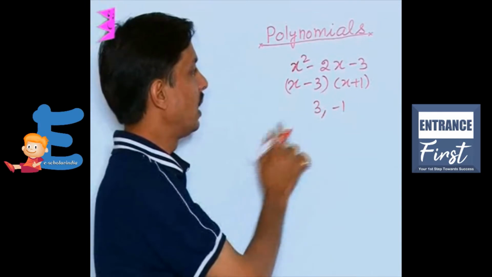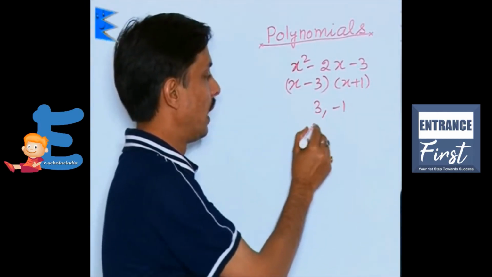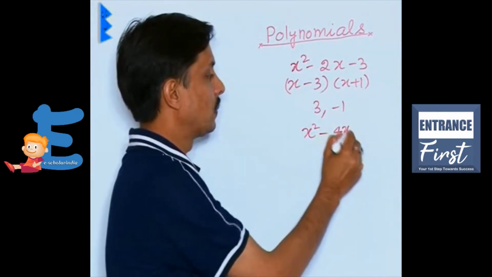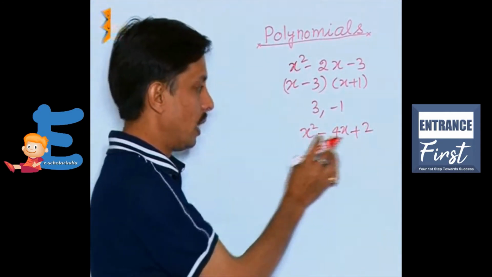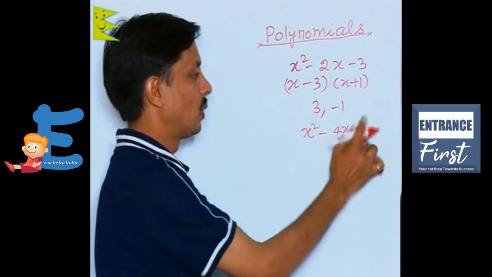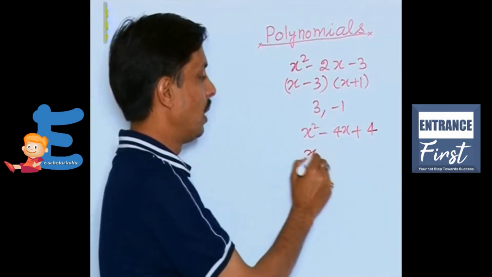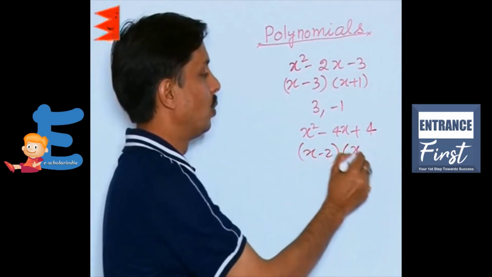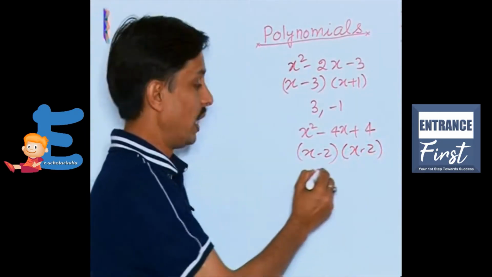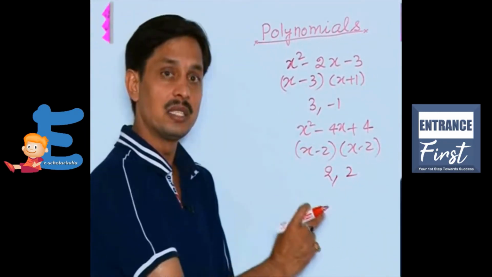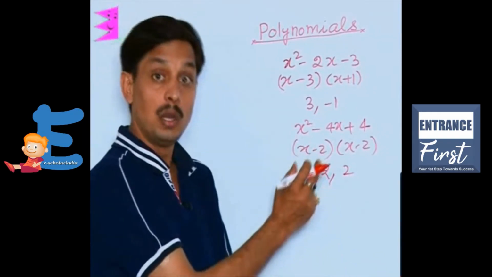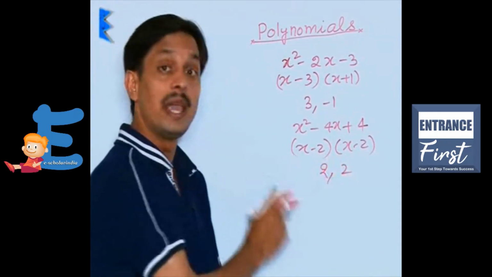But if I take any other polynomial like x square minus 4x plus 4, what are the zeros of this? If I factorize, in place of 2 we need to write 4. So it will be x minus 2 into x minus 2. It has two zeros. These are 2 and 2. So it has equal zeros, repeated zeros or same zeros.